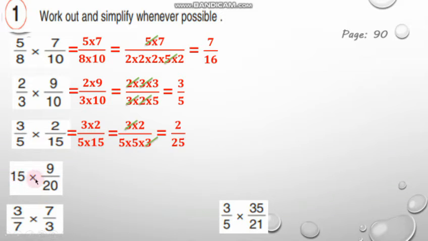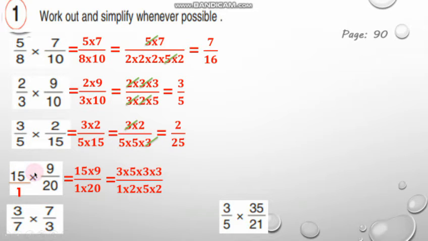Now I have 15 times 9 over 20. So 15 times 9 over 1 times 20, because 15, I can write it 15 over 1. Now I can decompose 15 and 9 and 20. 15 is 3 times 5, 9 is 3 times 3, and 20 is 2 times 5 times 2. Now I can simplify by 5, and I write the answer 27 over 4.